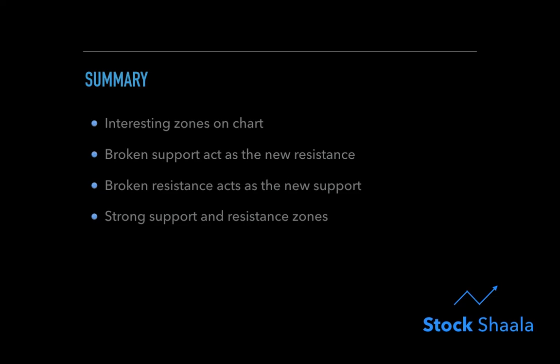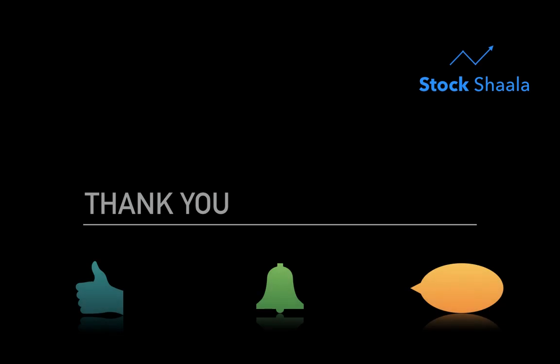Today, we've learned about two interesting zones on a chart. We've understood that when a price reaches support or resistance zone, usually either price reversal or zone breakout occurs. When a support zone is broken, the broken support zone acts as a new resistance zone and vice versa. We've also understood how to identify strong support and resistance zones on a chart. I'd highly encourage you to take some time and look up your favorite charts, identify support and resistance zones, and see what happens next.